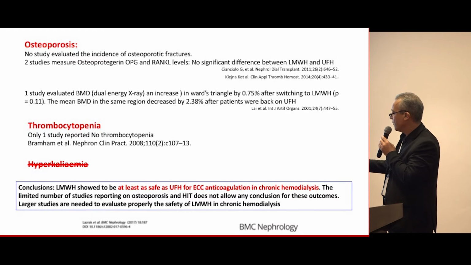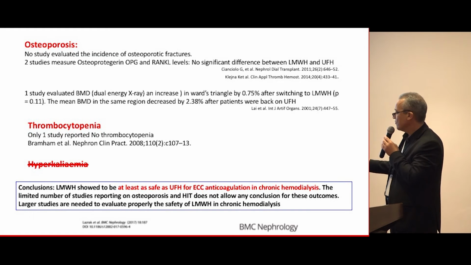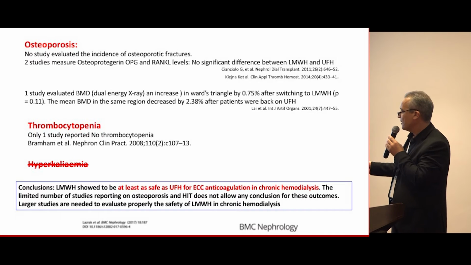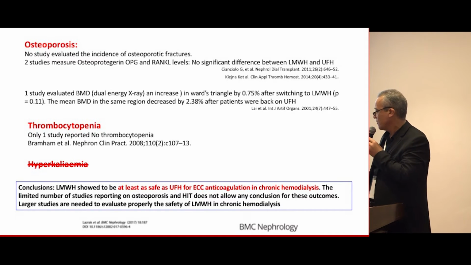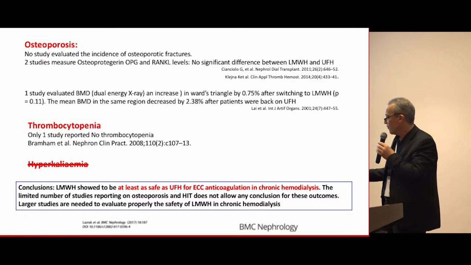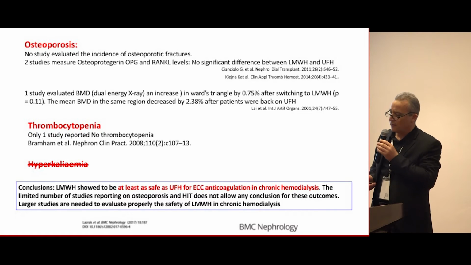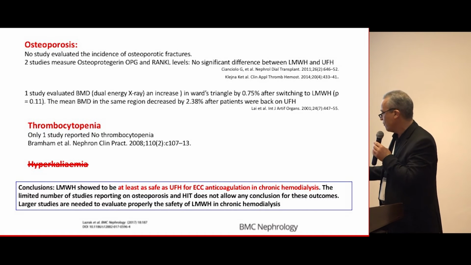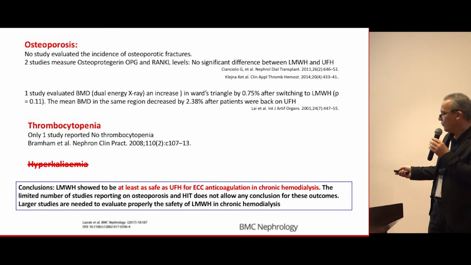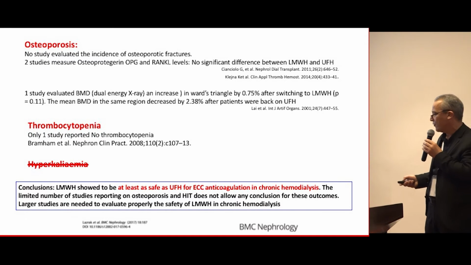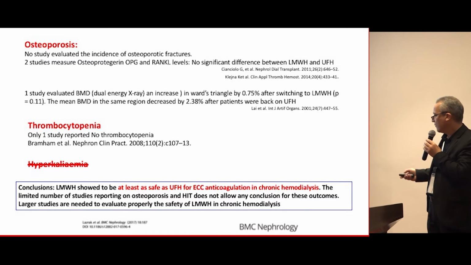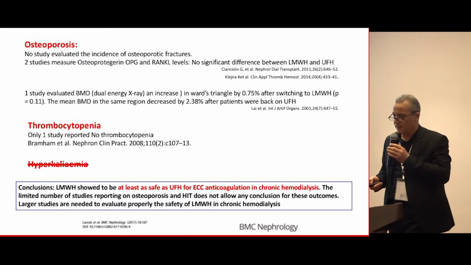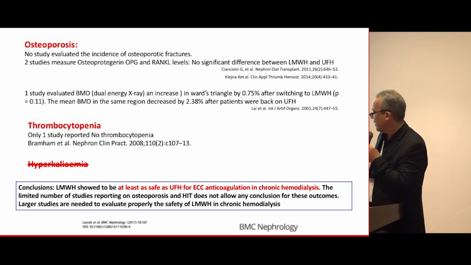Otherwise, for thrombocytopenia, one study reported no thrombocytopenia in this meta-analysis, and for the others, nothing was announced regarding thrombocytopenia. Hyperkalemia was not studied in this meta-analysis. So the conclusion of the authors is that low molecular weight heparin showed to be at least as safe as unfractionated heparin for extra-circuit anticoagulation in chronic hemodialysis, and there is no difference noted in this meta-analysis too.